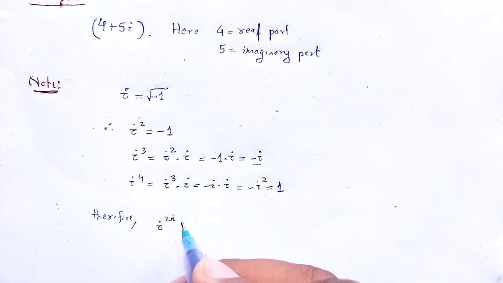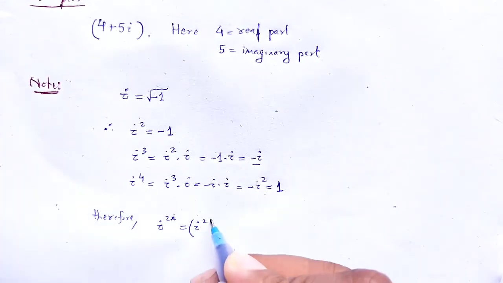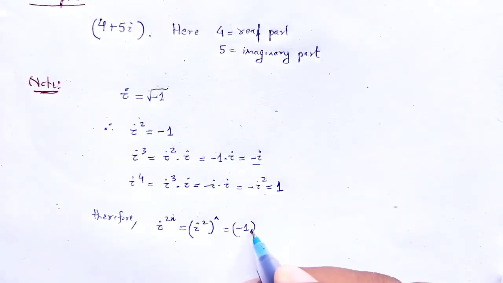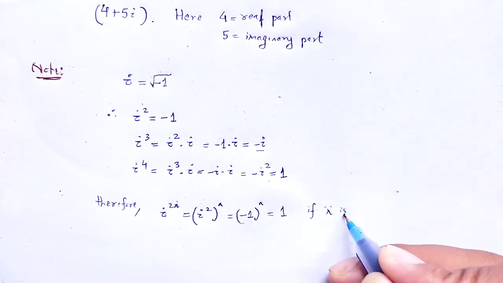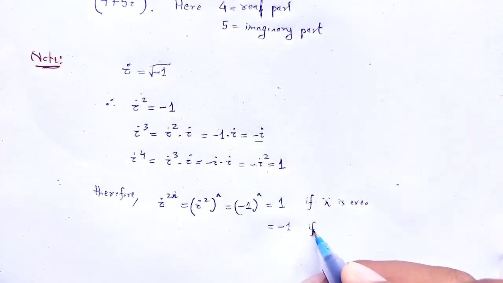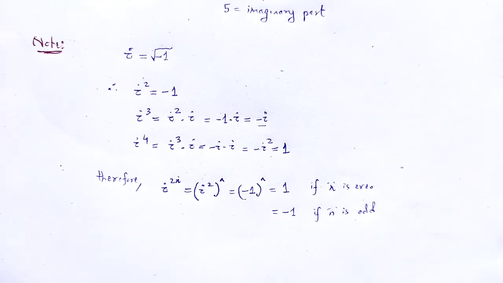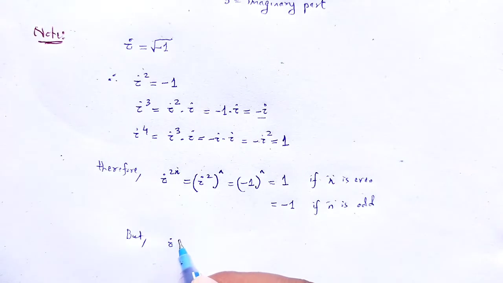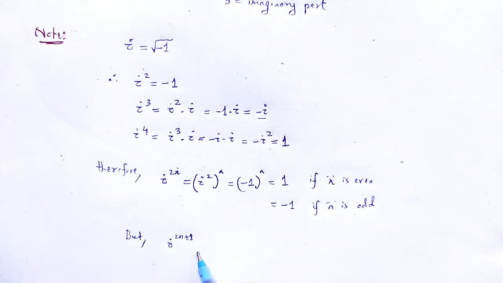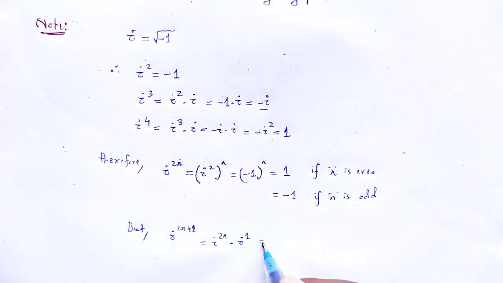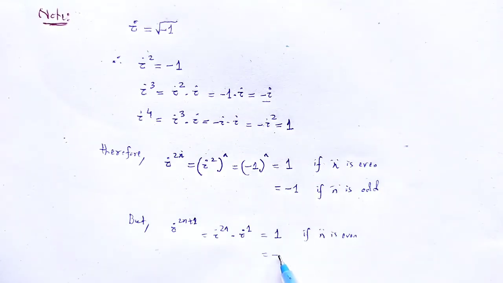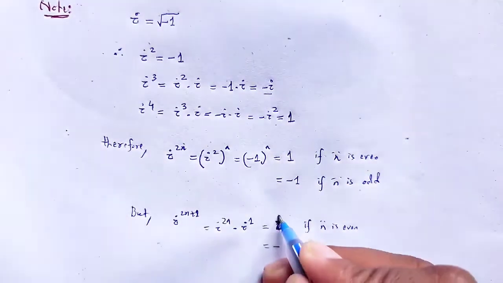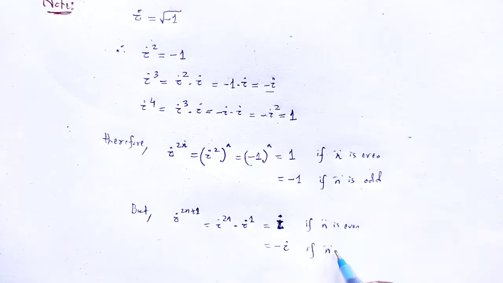Therefore, i to the power 2n is equal to i square to the power n, that is minus 1 to the power n, which results in 1 if n is even and minus 1 when n is odd. Similarly, i to the power 2n plus 1 is equal to i to the power 2n into i to the power 1. So, that results in i if n is even, and minus i if n is odd.